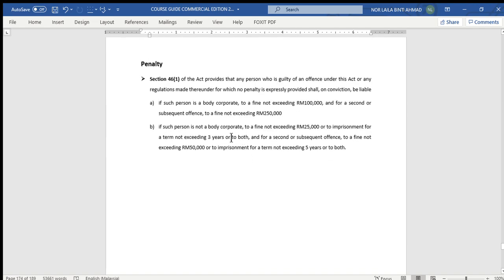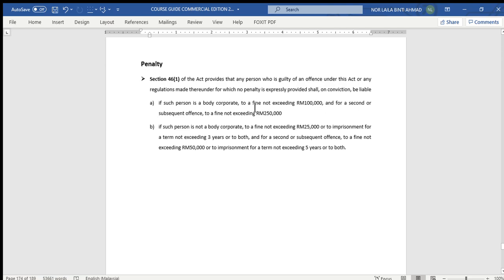Okay, and last one is on the penalty. Just now we mentioned owner, dealer guilty of an offence. So what are the penalties given to them? Example of penalties given is under section 46, subsection 1. Any person who is guilty of an offence under this act or any regulation made thereunder, for which no penalty expressly provided, shall on conviction be liable if such person is a body corporate, fine not exceeding 100,000 ringgit.